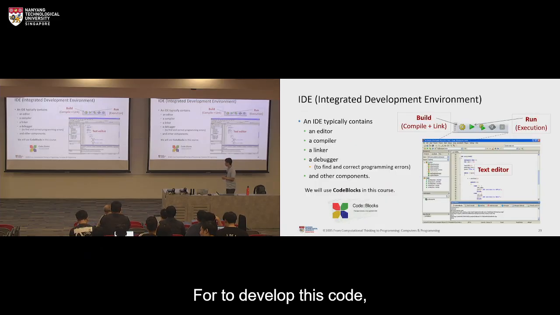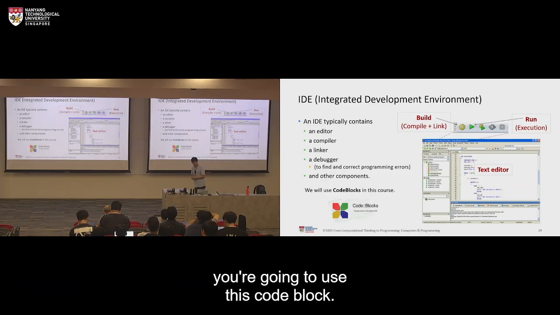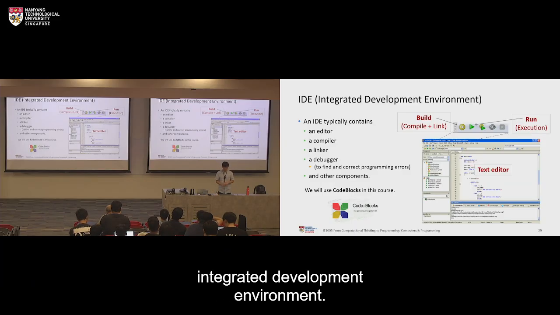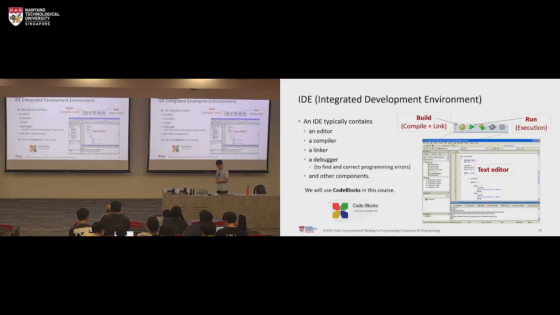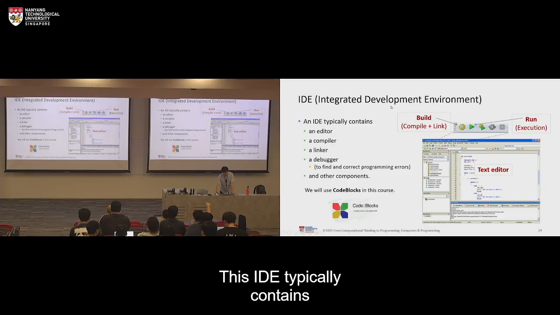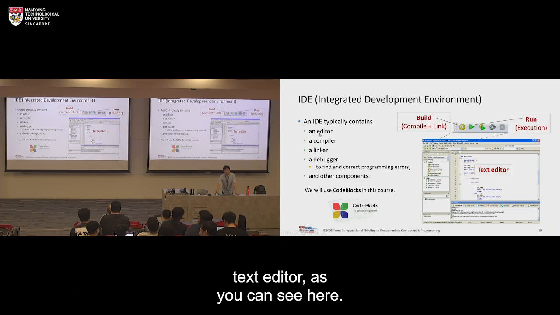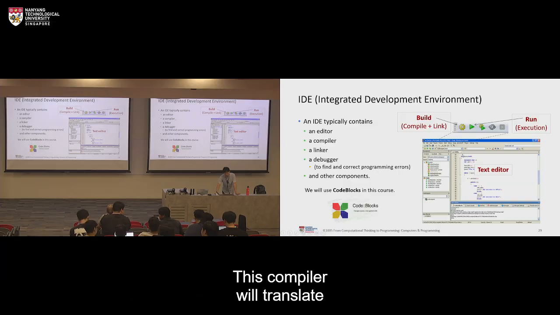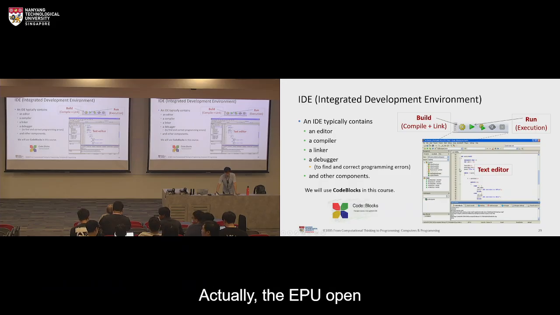All right, so to develop this code, you're going to use this code block. It is one of the IDEs. What is an IDE? Integrated Development Environment. This IDE typically contains a text editor, as you can see here. You will write the C programs in here. And then this code block contains a compiler. This compiler will translate your C language to the machine language.